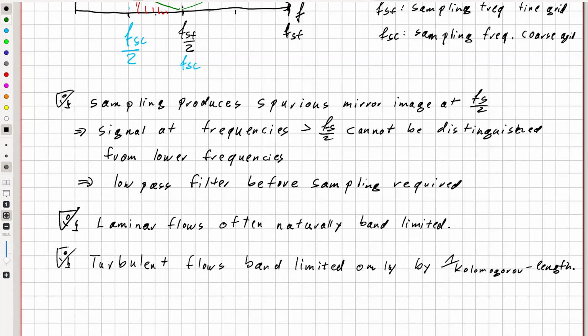So I guess I don't need to explain the Kolmogorov length here. This is the smallest length scale at which we would observe vortices in turbulent flow.